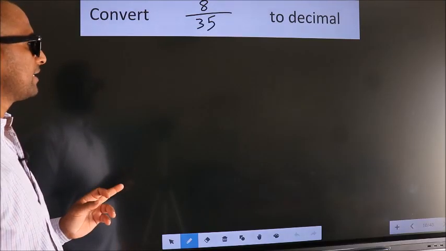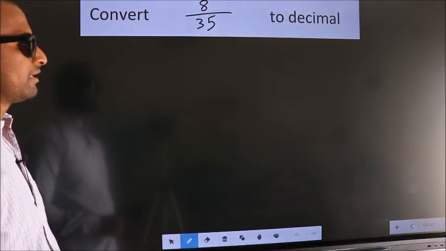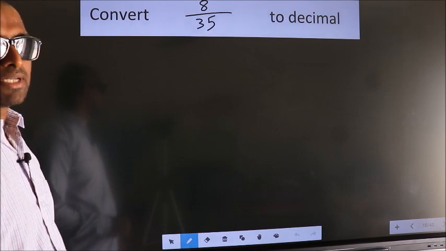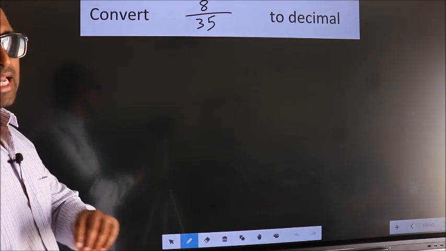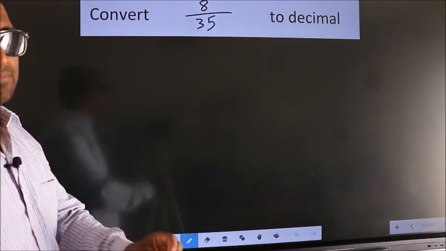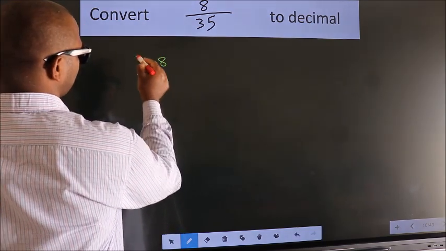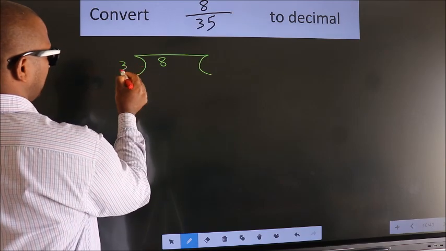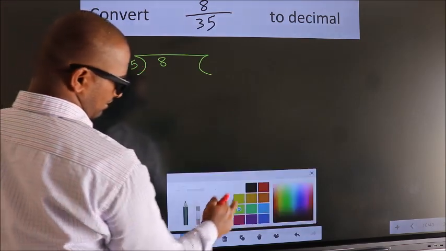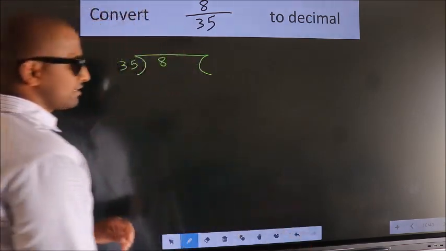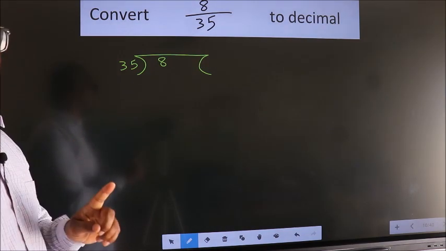Convert 8 by 35 to decimal. To convert this to decimal, we have to divide, and to divide we should frame it in this way. 8 here, 35 here. This is your step 1.